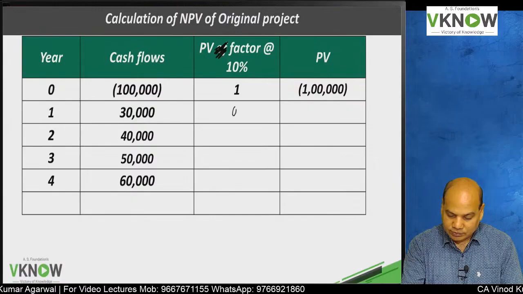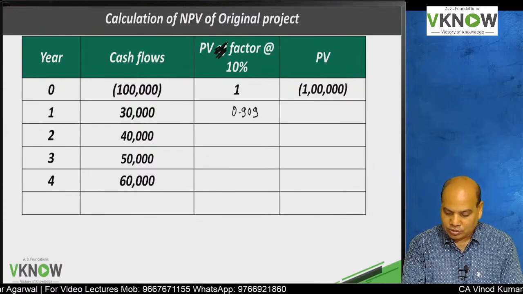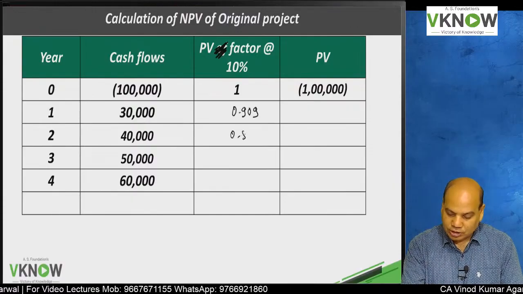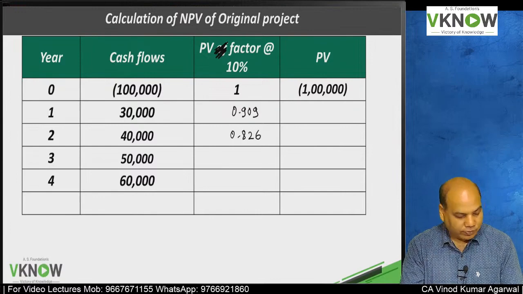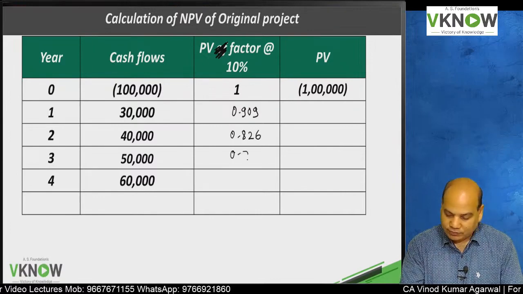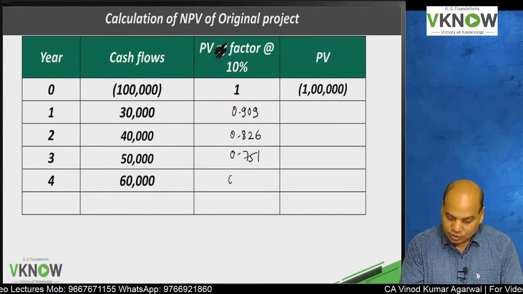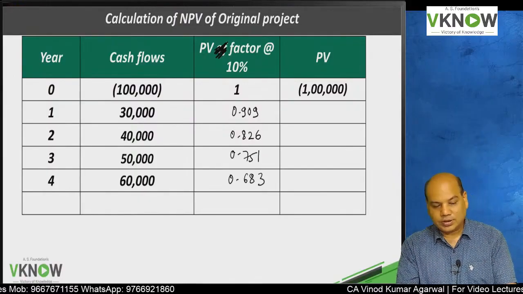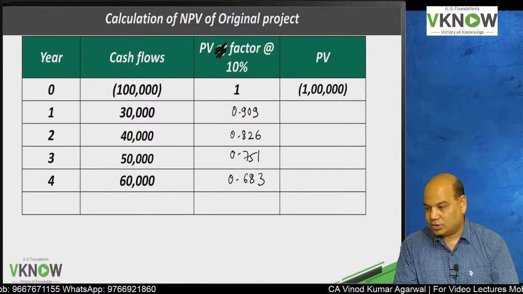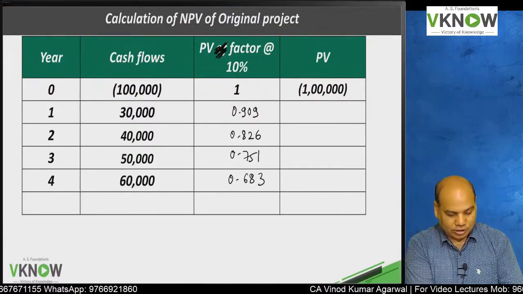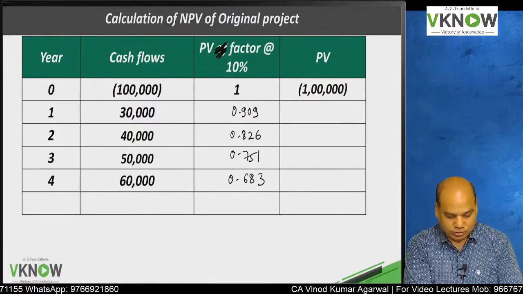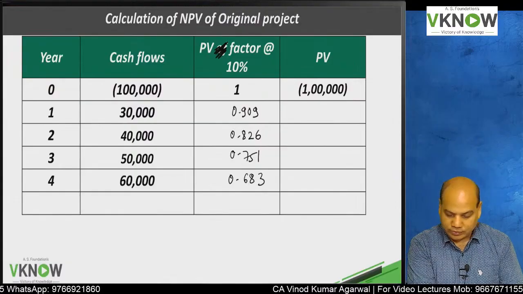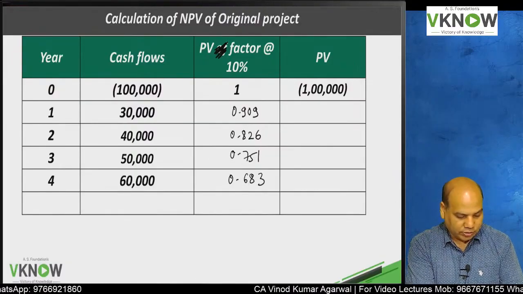Factor is given. Say thank you to the institute. Dear institute, thank you for providing us factor. Because of your factor only, I could become CA. Okay. So this is my factor. Now use your calculator and memory plus also. 30,000 into 0.909.